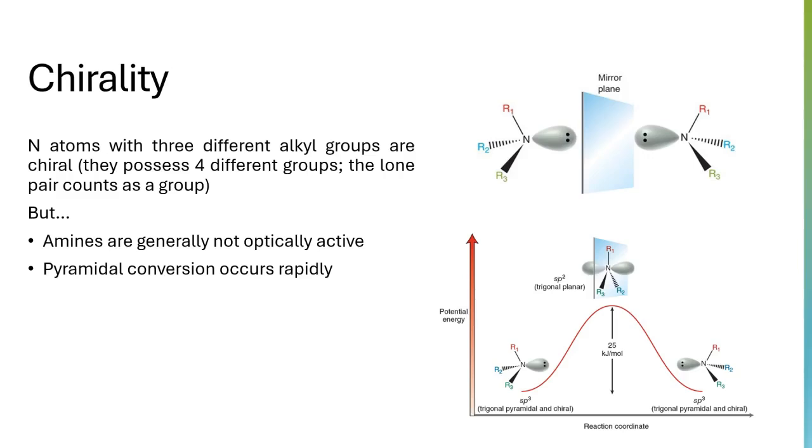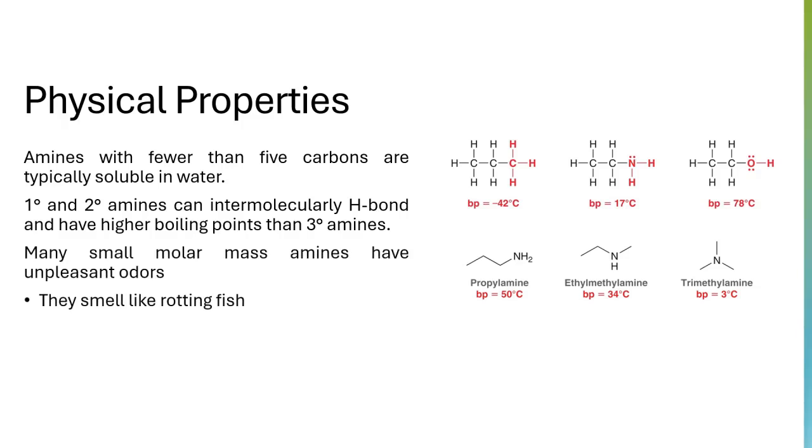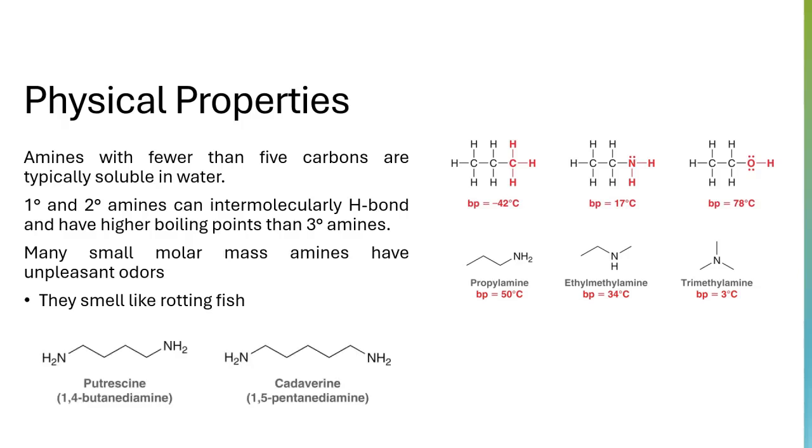Physical properties. Amines with fewer than 5 carbons are typically soluble in water. Primary and secondary amines can intermolecularly H-bond and have higher boiling points than tertiary amines. Many small molar mass amines have unpleasant odors. They smell like rotting fish. For example, putrescine and cadaverine.